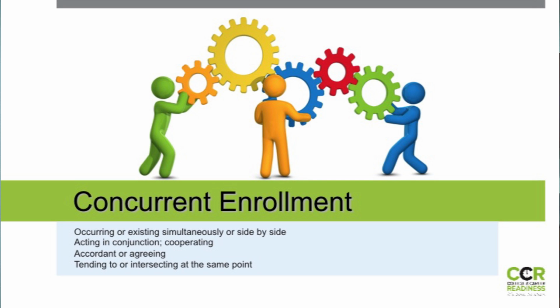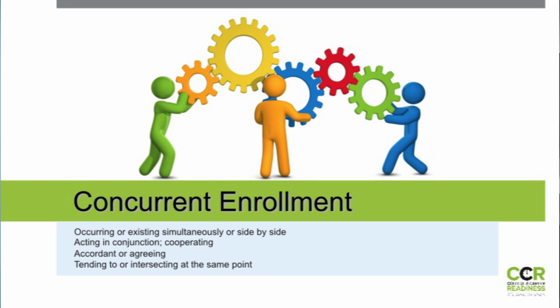Just like articulation, concurrent enrollment is really an opportunity for programs to exist side by side. Concurrent, by its very definition, you can see, is acting in conjunction, cooperating, according, agreeing, and intersecting at the same point. And that's really the benefit, or the goal rather, of concurrent enrollment, is to allow our high school students to access the college simultaneously or side by side to their high school program.